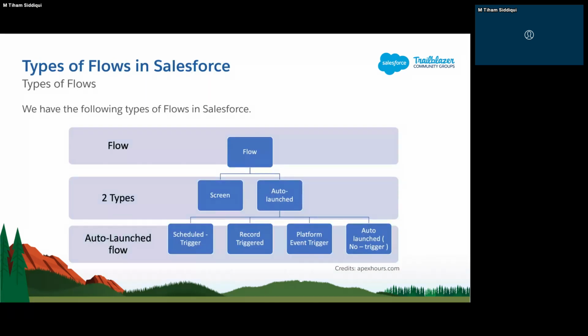Types of flows in Salesforce. So we have two types: screen flows and autolaunched flows. And in autolaunched flows, we have several types. So schedule triggered, record triggered, platform event triggered, and autolaunched.